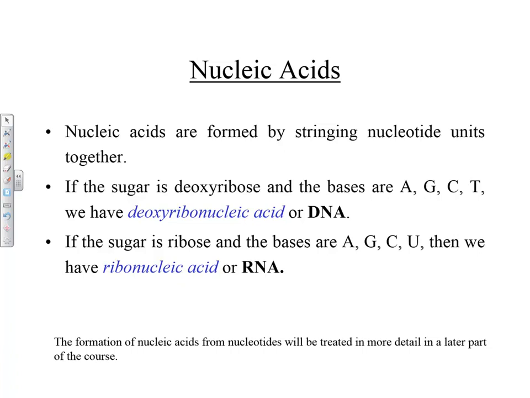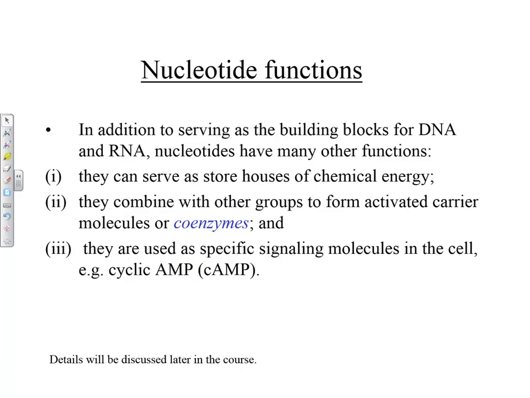So nucleic acids are formed by stringing nucleotide units together. If the sugar is deoxyribose and the bases are AGCT, we have deoxyribonucleic acid or DNA. If the sugar is ribose and the bases are AGCU, then we have ribonucleic acid or RNA. And as I said, this topic will be treated in detail in a later chapter, right?